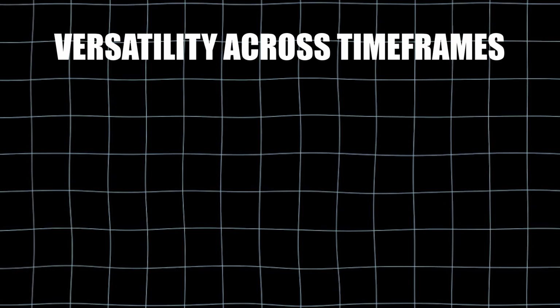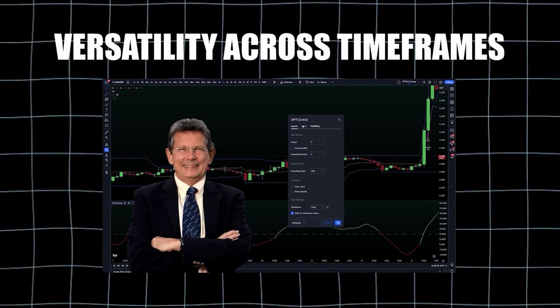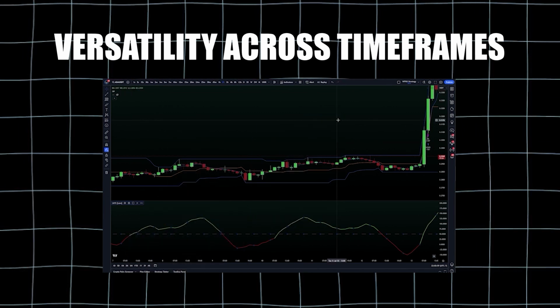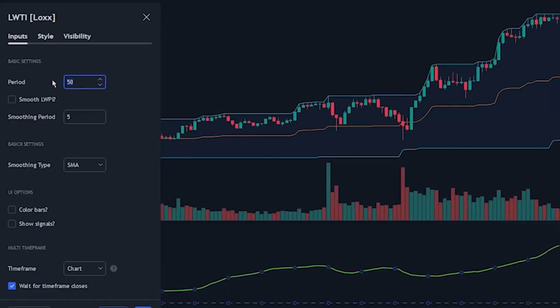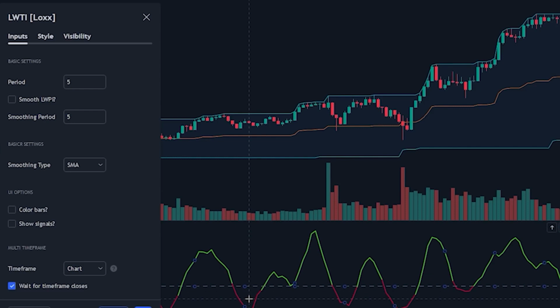Versatility across time frames. While Larry Williams used a 5-minute time frame, the strategy can be adapted to different time frames. Traders have the flexibility to adjust the settings based on their preferred trading horizon, allowing for versatility in application.